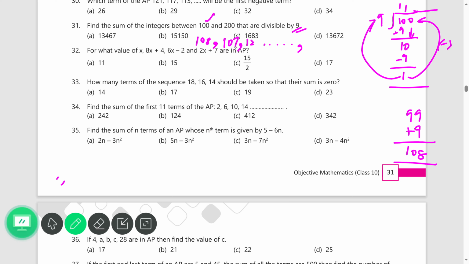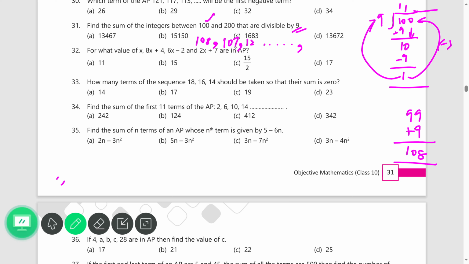To find L, how will you find it? Take the last number, 200, divisible by 9. 2 nines are 18, again 2 nines are 18. Then take the remainder and subtract it directly. What am I getting?